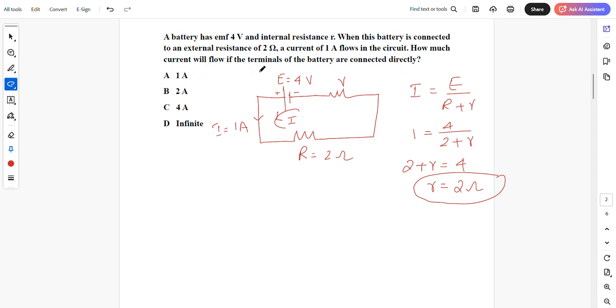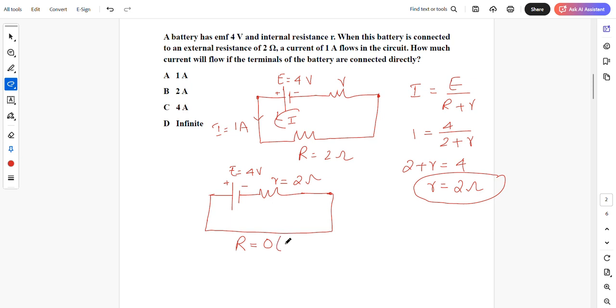Now, how much current will flow if the terminals of the battery are connected directly? What does it mean? This is plus, minus, E is equal to 4 volts, and the internal resistance is 2 ohm. If the terminals of the battery are directly connected, this is short circuited. Here R is equal to 0.